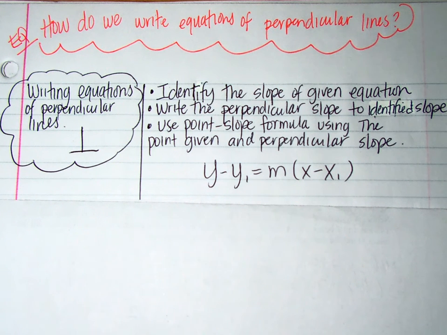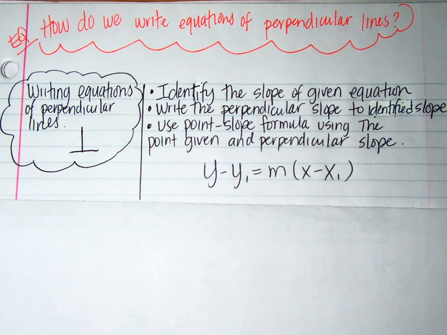Today we're going to be writing equations of perpendicular lines. In our previous video, our focus was writing equations of parallel lines. Perpendicular lines are lines that intersect forming 90-degree angles. So today we're going to be writing an equation that is perpendicular to a given line through a given point.